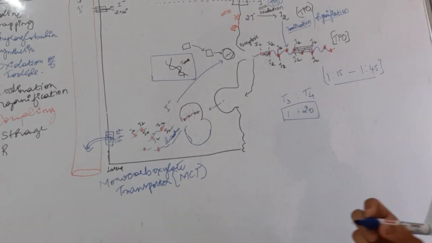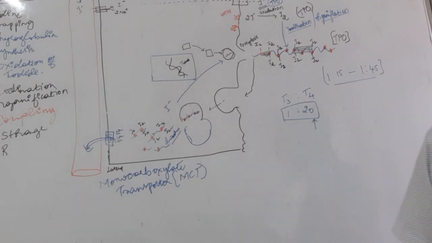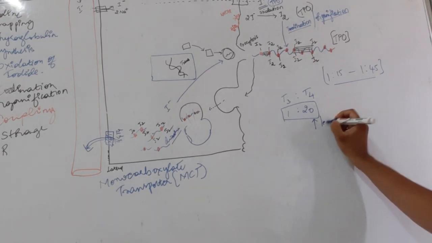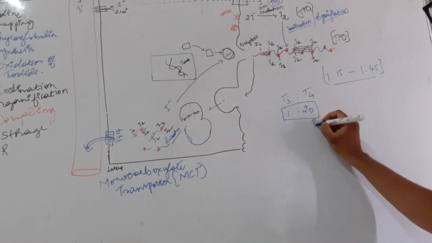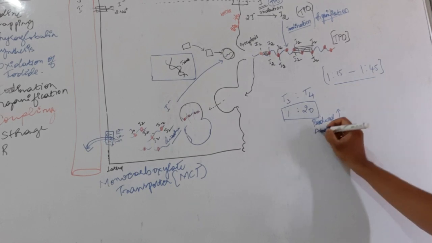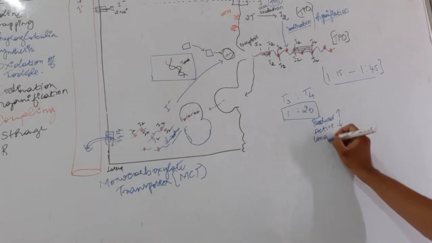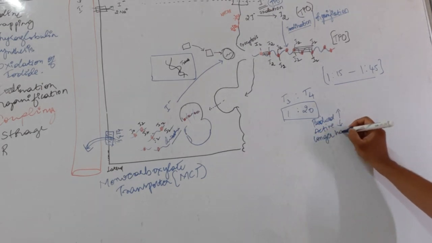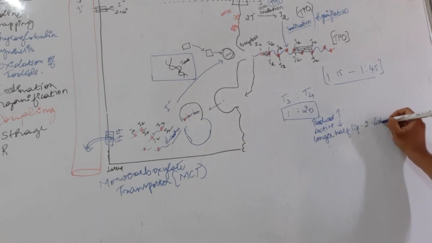T4 is produced in an increased quantity rather than the T3. However, it is less active. So, it is produced more, active less, it is less active. However, again it has got a longer half-life. The half-life of T4 is about 2 to 6 days.